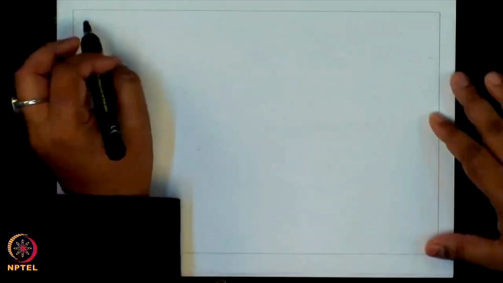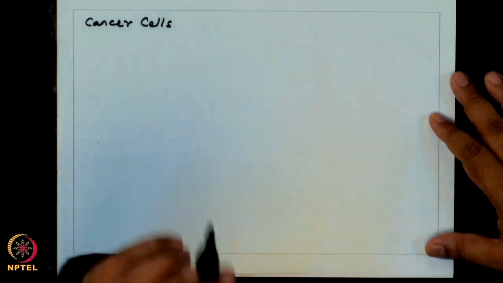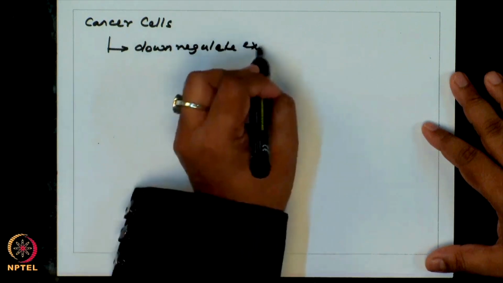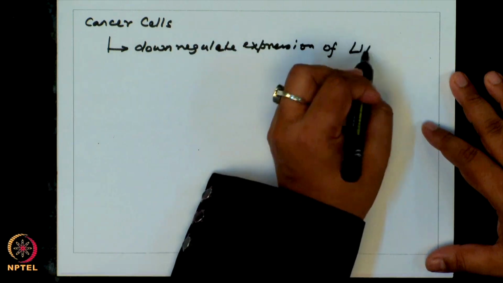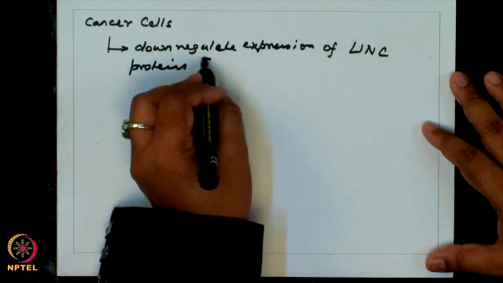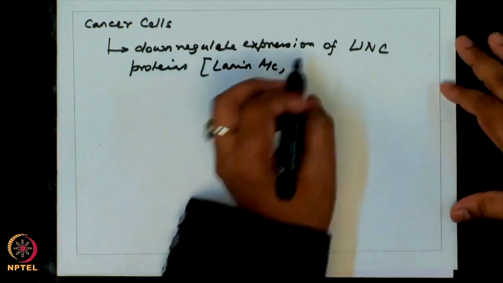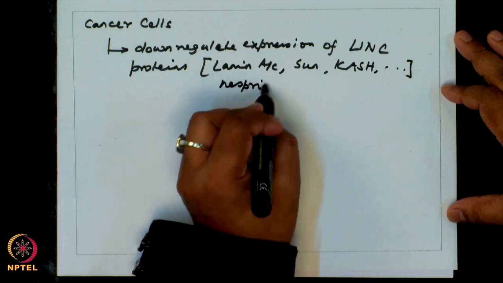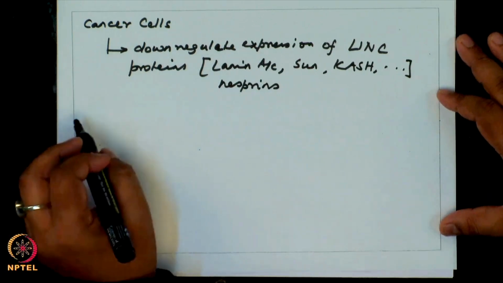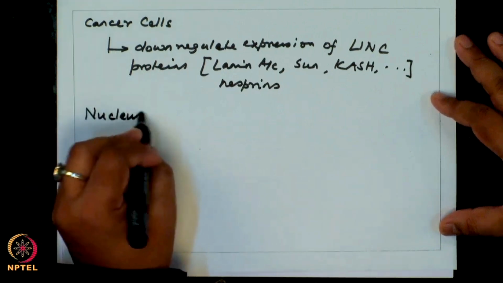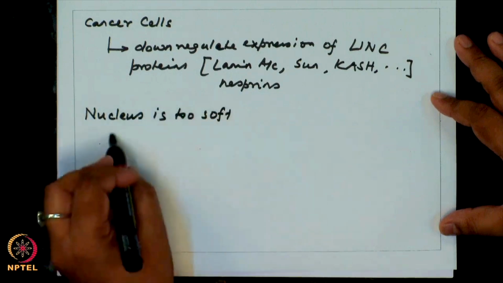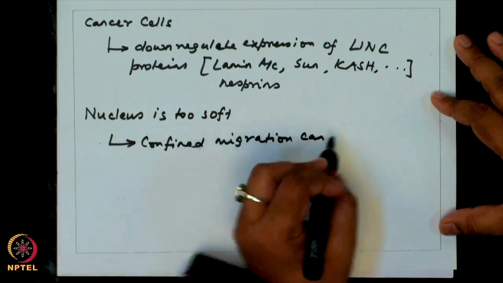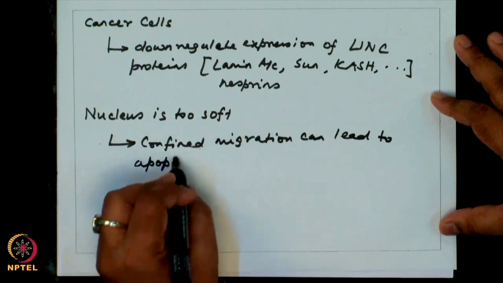What has been observed is that cancer cells downregulate expression of link proteins, including lamin AC, SUN proteins, KASH proteins, nesprins, and so on. But I have also discussed a paper where if the nucleus is too soft, confined migration can lead to apoptosis.